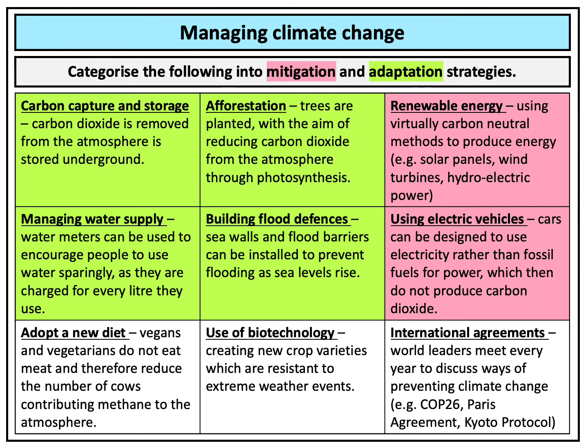If you adopt a new diet, so things like veganism and vegetarianism, you stop eating meat and therefore reduce the number of cows which are bred to feed the population. So that stops the cows from contributing methane to the atmosphere. So that one is a mitigation strategy.